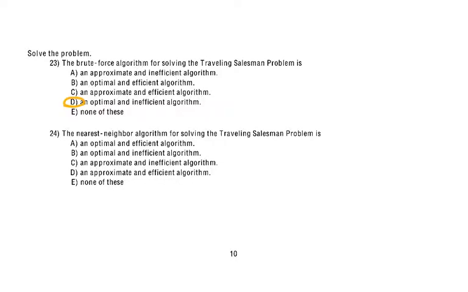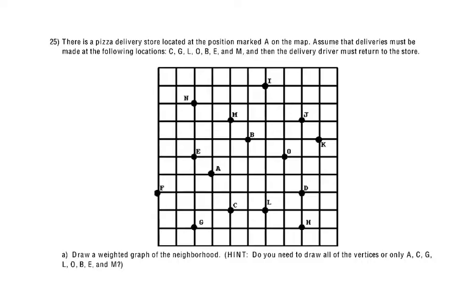The nearest neighbor algorithm for solving the traveling salesman problem is approximate, but it is efficient. Okay, so just keep that in mind. It's kind of like a give or take. You can either get the exact correct answer, but it will take a long time to do it, or you can take a shorter way, but you might not end up with a correct and exact answer.